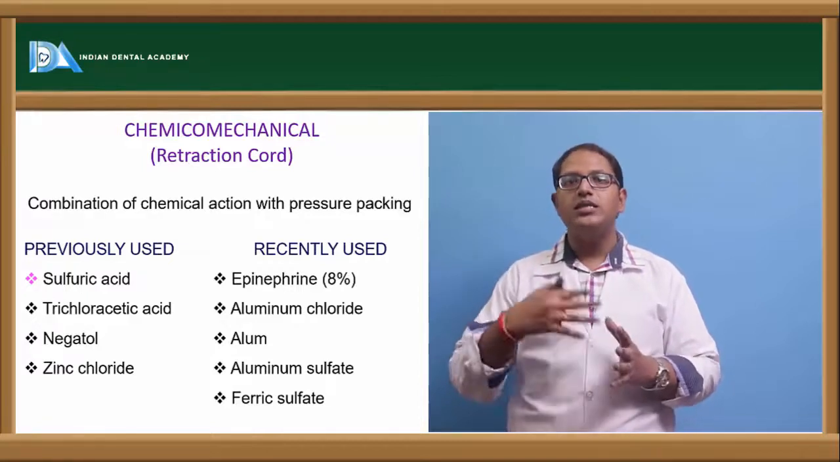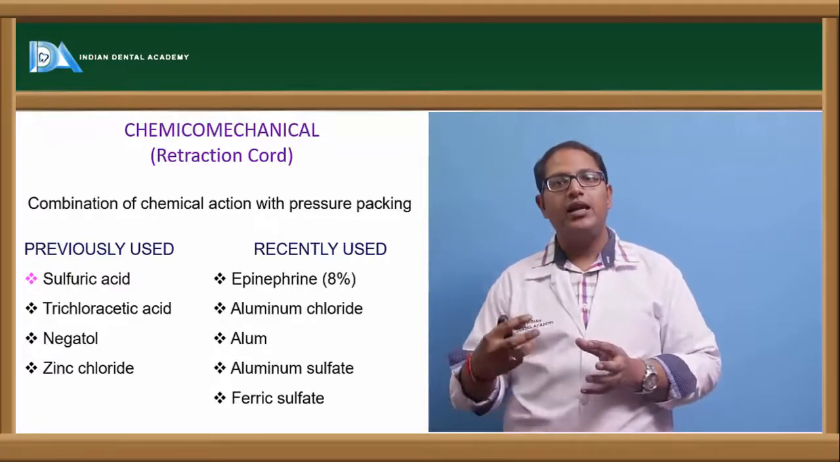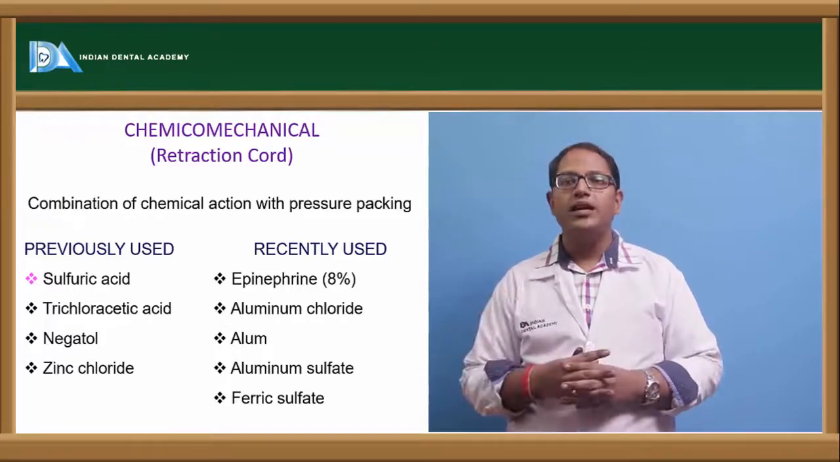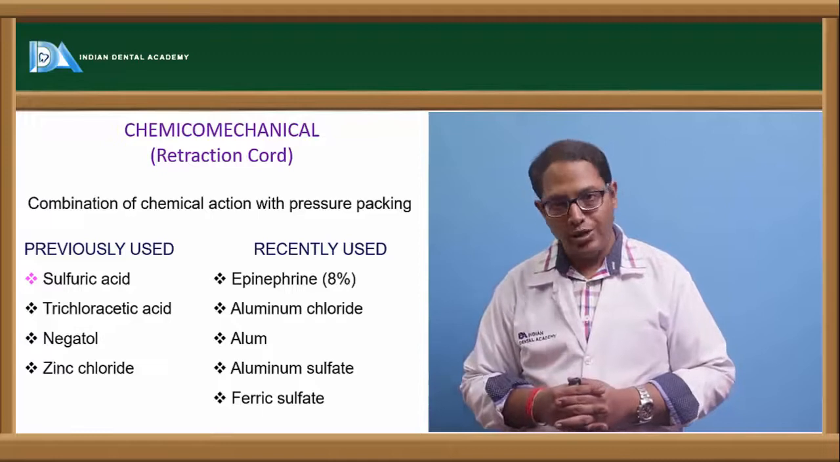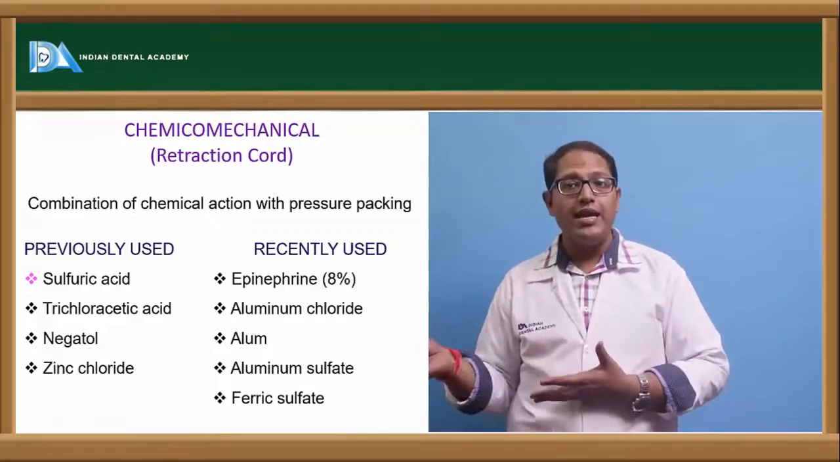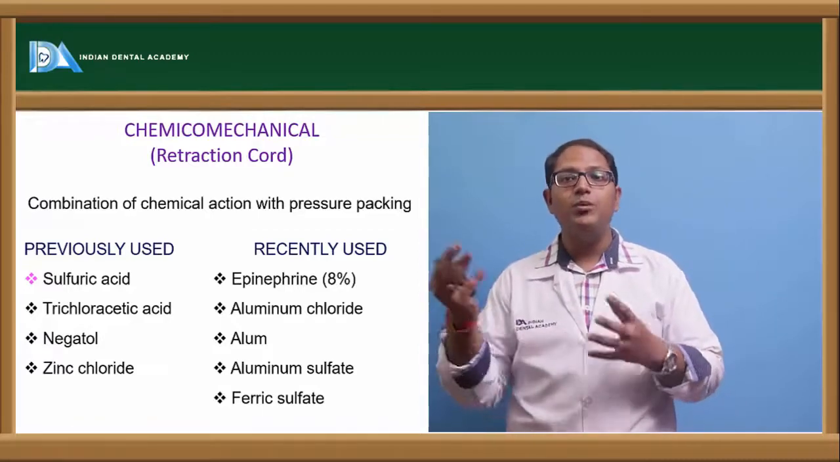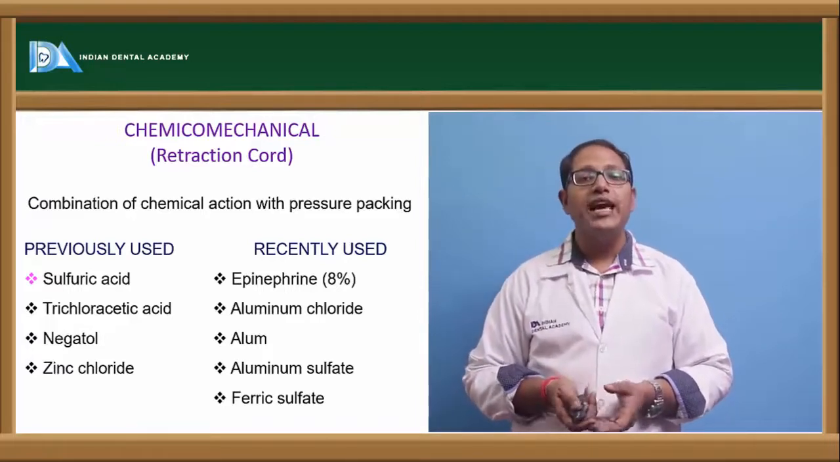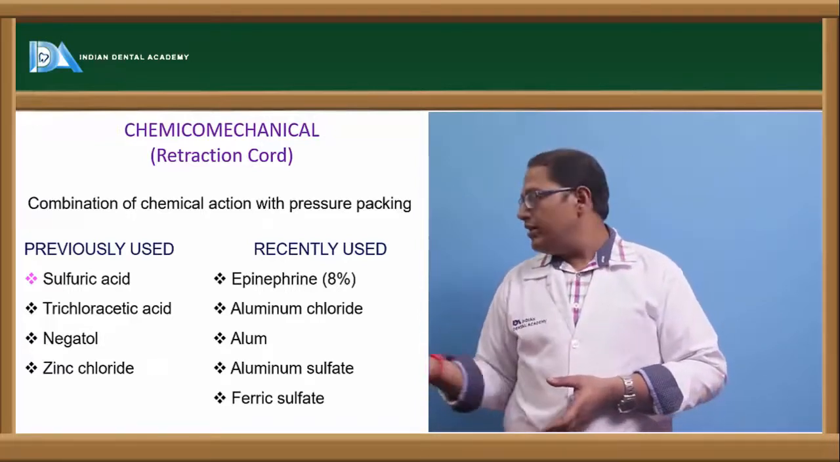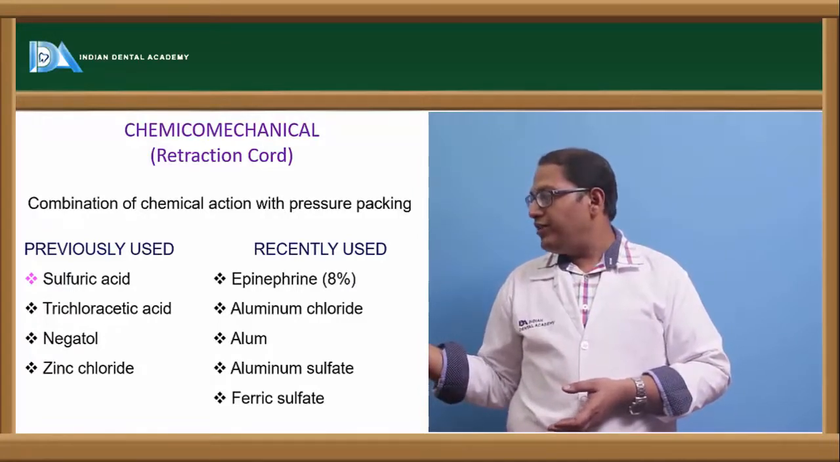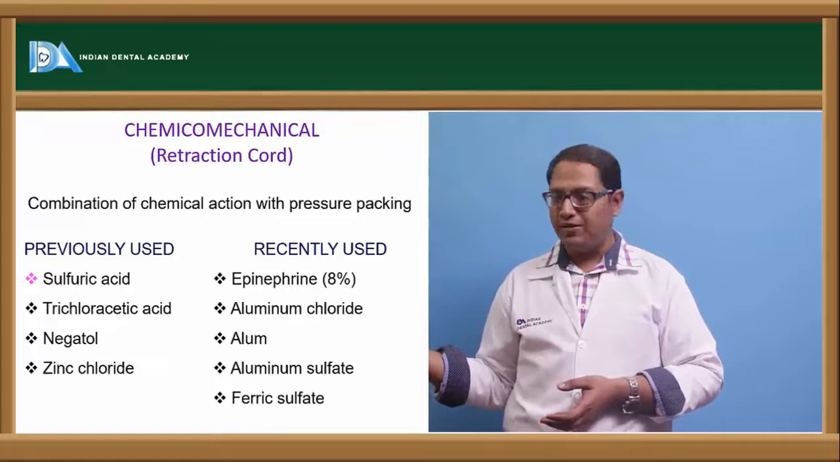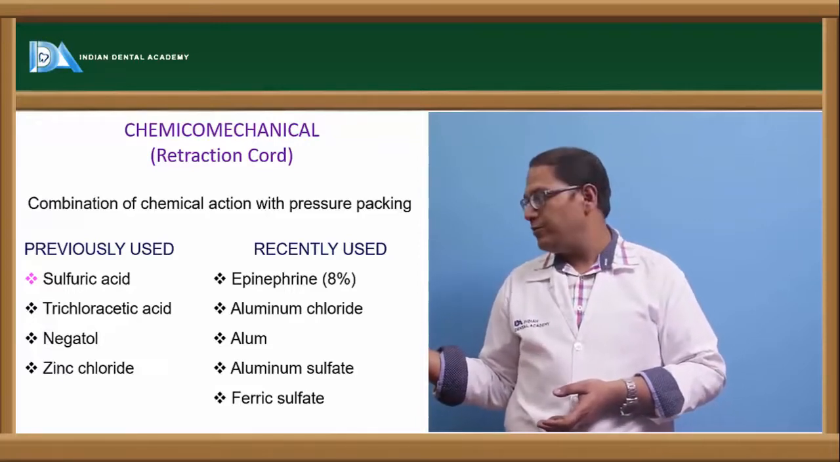But now, since studies have come over, we have some standard elements and chemicals that we are supposed to use with the retraction cord. Retraction cord is mechanical. A chemical used with that is chemomechanical. So what are the chemicals that we use now? We use 8% racemic epinephrine. It is not directly epinephrine, it is 8% racemic epinephrine. The name is racemic epinephrine.